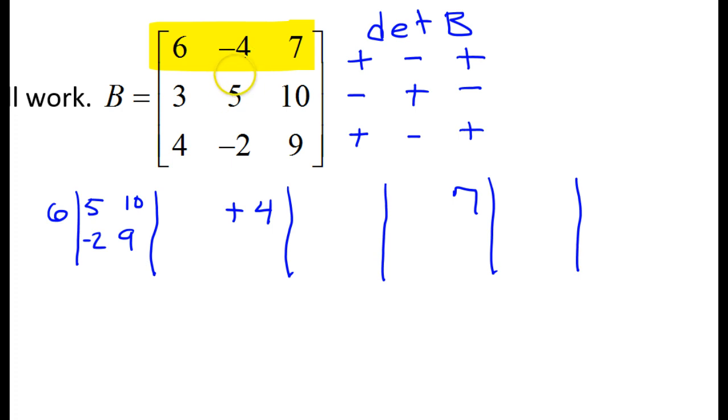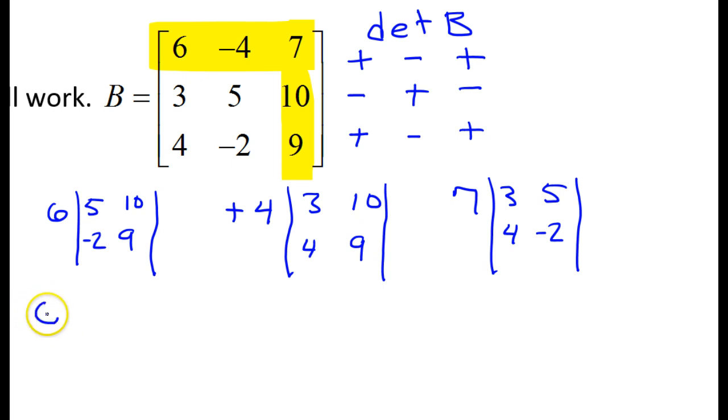So looking at the -4, we will cross out this column. All right, that leaves the submatrix 3, 10, 4, 9. Okay, now looking at the 7, we cancel out that column. So that leaves us with the submatrix 3, 5, 4, -2. All right, so now all we have to do is evaluate all of this.